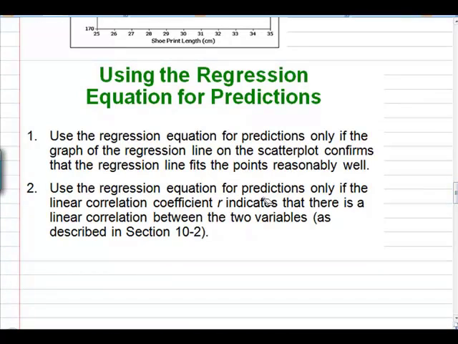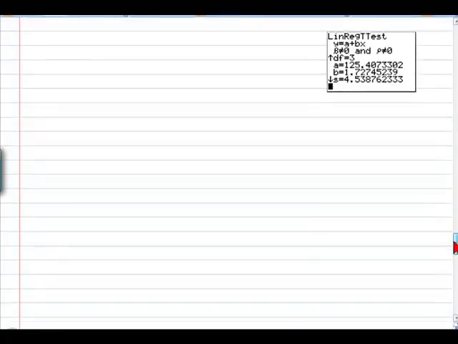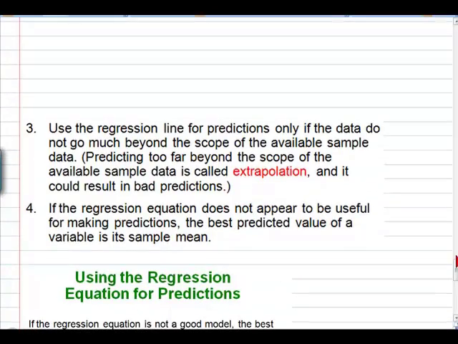Use the regression equation for predictions only if the linear correlation indicates that there is a linear correlation between two variables. If there's not a linear correlation there, then we want to use the regression line for predictions only if the data do not go much beyond the scope of the available data. If we predict too far beyond the data that's available, that's called extrapolation, and it could result in bad predictions.